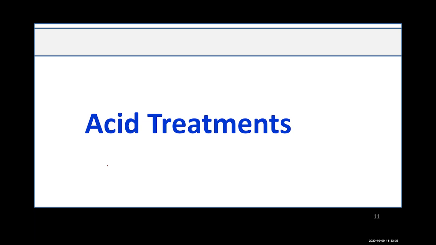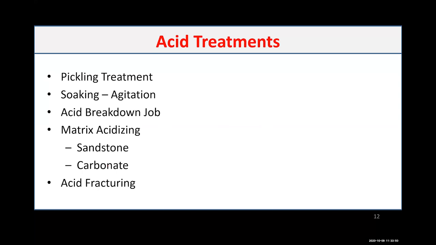The second part is the acid treatment. What acid treatments do we typically do? We have different acid treatments that we typically bump. I will start from pickling the treatment, what's called pickling. Another treatment is called soaking, then acid breakdown, or matrix acidizing itself, sandstone or carbonate. And the last one is acid fracturing. So we will go one by one and see what each treatment does and what's the typical acid that we use for each treatment.